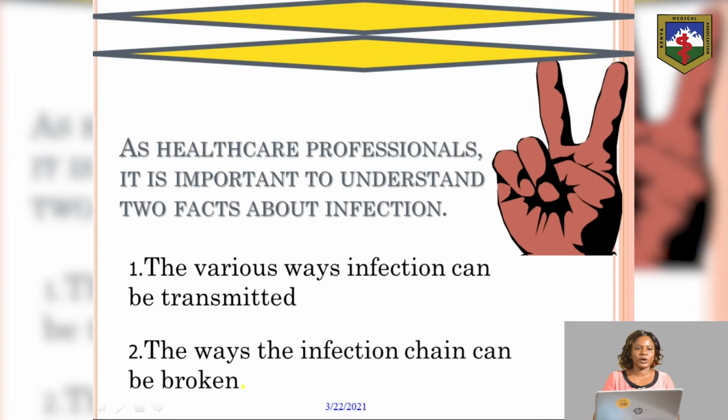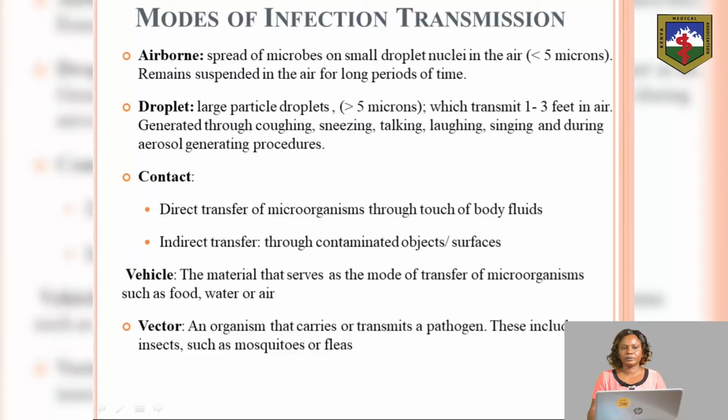There are 2 things as healthcare workers or healthcare professionals we need to know if we are going to prevent infection. 2 things. The various ways an infection can be transmitted. You need to know how it is transmitted so that you can cut the chain of infection. The ways of cutting or breaking the chain of infection is the second thing. So the modes of transmission, we have airborne.